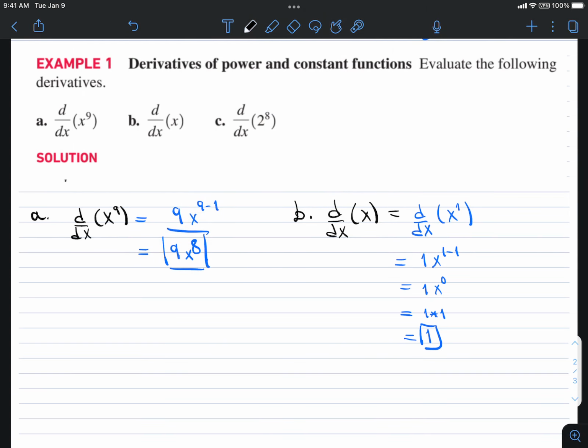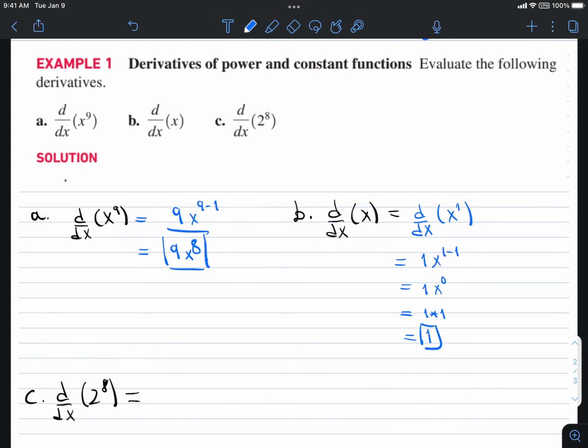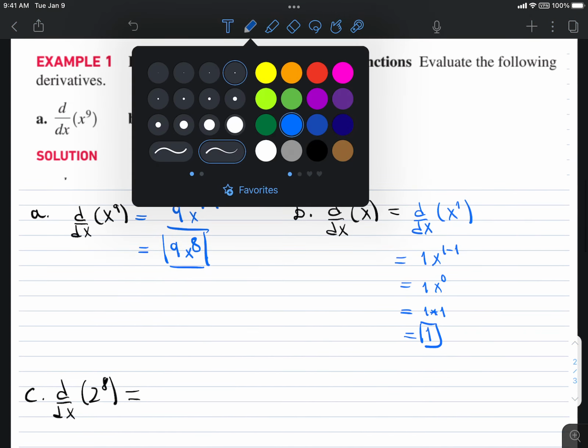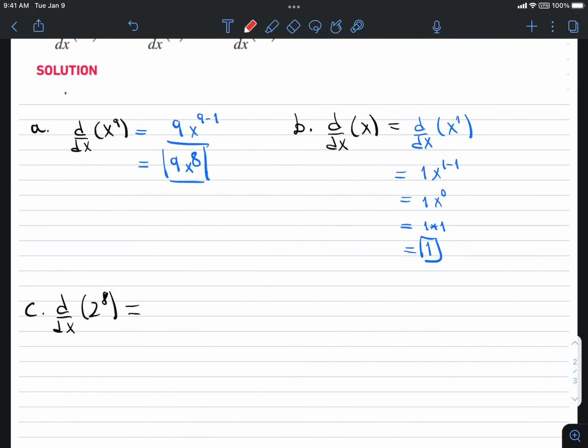Okay, c. C will be the derivative of 2 to the 8th power. That's where many people will make a mistake. The first idea that would come to mind would be, okay, there's a power, so I'll use the power rule. They'll say this is n times 2 to the power n minus 1. So that's 8 times 2 to the 7th, but that's not true.